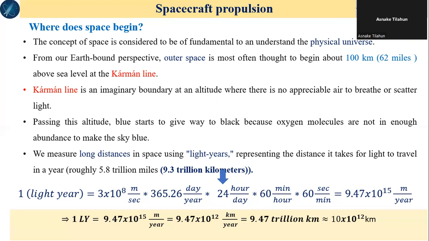So it is at an 11 kilometer altitude. If they say we are flying at 37,000 feet, that means we are at 11 kilometers from sea level. It is just measured from sea level. So from the Earth-bound perspective, outer space is considered to start far above that.